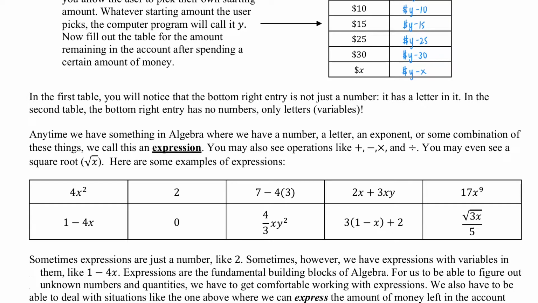We're going to work with quantities like x and Y where we don't know what x and Y are, but we can still manipulate them and use them however we want to get the result that we want that's still numerically valid. Okay, so here are just some examples of expressions. Basically it's just any combination of a quantity of numbers and variables. So if you've got 4x squared, that's an expression. 2 is an expression. 1 minus 4x is an expression. 7 minus 4 times 3 is an expression. These are all expressions here.